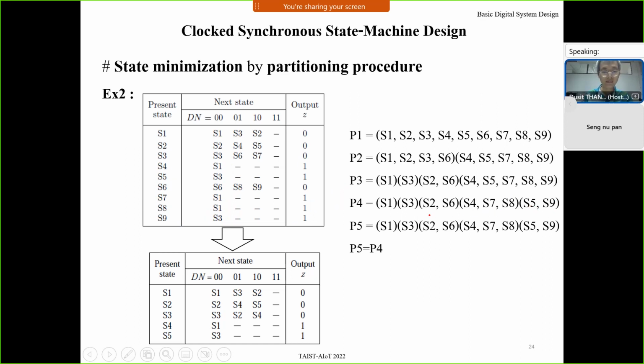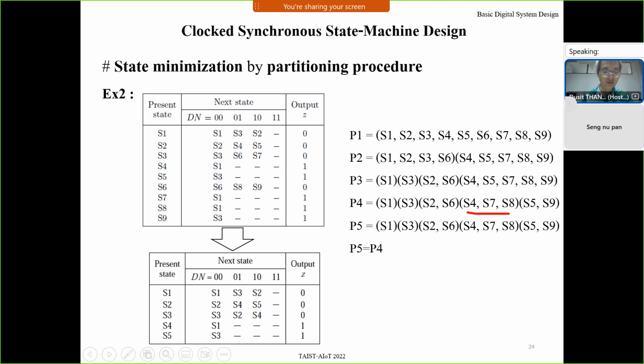And after that, if I consider S2 and S6, next state is 2, 6, the same group, right? 4, 8 in the same group, 5, 9 in the same group. So it's still possible to be equivalent together, right? So you can keep this group member.